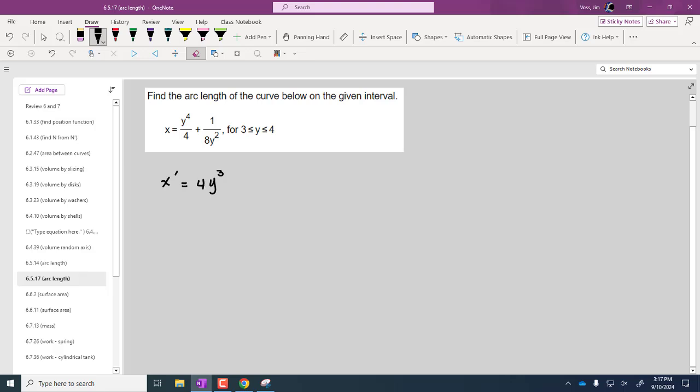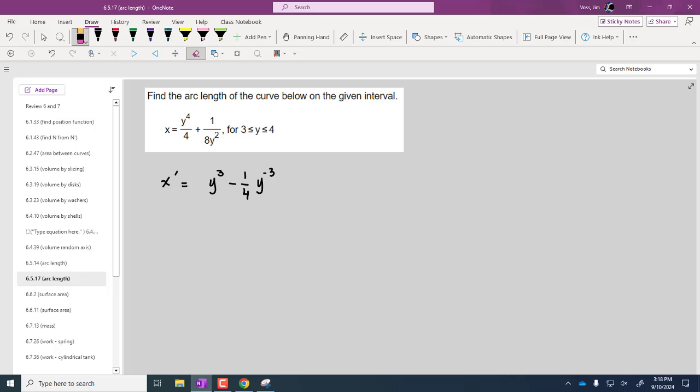This one is 1/8 y to the negative 2. So the derivative, the negative 2 is going to come down and give us negative 1/4 y to the negative 3. Negative 2 subtract 1. Should be just y cubed, right? Oh yeah, the 4's cancel. 4y cubed, 4 cancels. So there is the derivative.